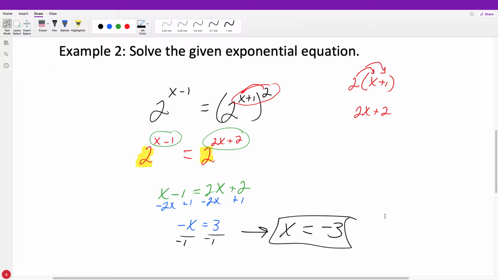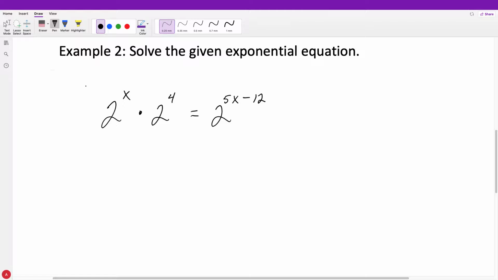All right, so sometimes there might be a little bit of work that we have to do beforehand by using some of our rules, whether it be a power to a power, whether it be multiplying. We might have to go ahead and simplify by using our law of exponent rules that we learned before we can go ahead and solve.